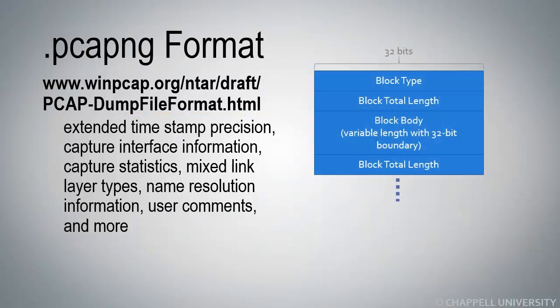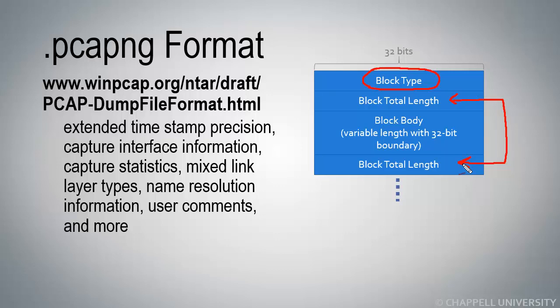The format for pcapng is done as blocks. We can see at the beginning a block type field, which defines which kind of a block will follow. We'll take a look at the block types in just a moment. And then we have two identical fields, the block total length field. We have one at the beginning, right after the block type, and then we have one at the end.